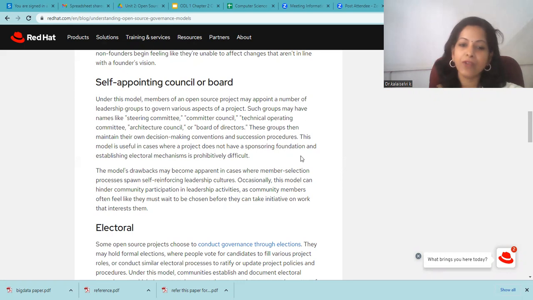Though they are not going to initiate any work, the board is the one which decides on the schedule of the work, the roadmap, the budgeting, the finance. Everything is done by that particular self-appointing council, or board of members.